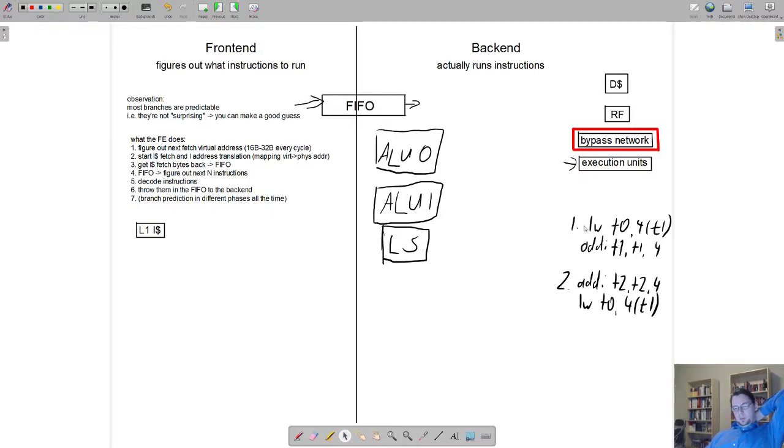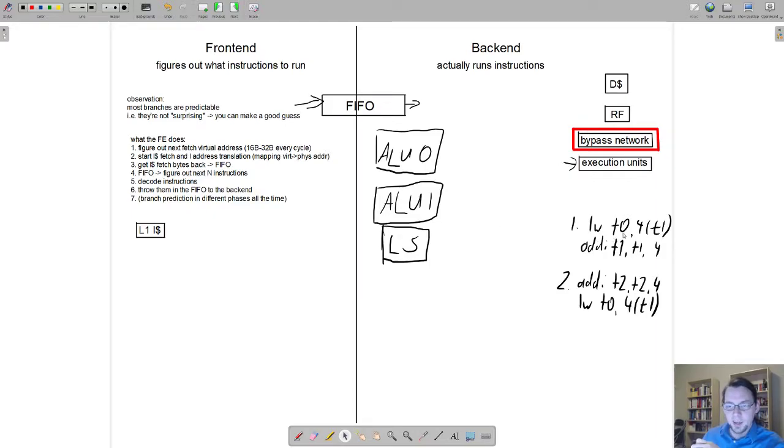The first variant here has a load and then an add. The second variant has an add and then a load. And in both of these, the add instruction would go to one of the ALUs, and the load instruction, in this kind of design where you have separate things, would go to the load store pipe. And the load store pipe here is neither chronologically before or after ALU 0.